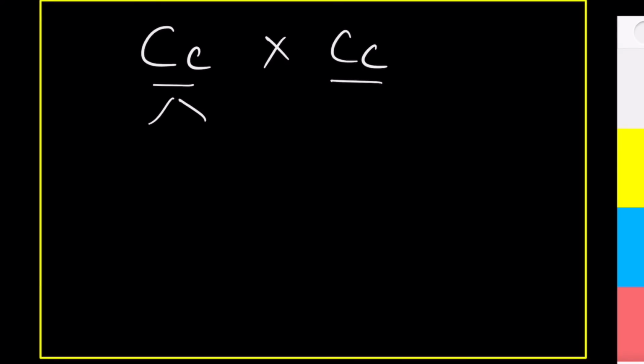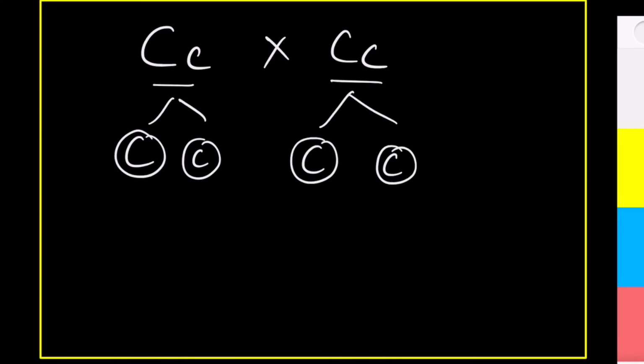Now take another situation. Let's suppose one carrier marries another carrier. Both are carriers. In the earlier case, no person was going to suffer from the disease, but there were carriers. So here this is also a carrier, this is also a carrier. Here you are going to see formation of two types of gametes, capital C and small c, and here also capital C and small c.